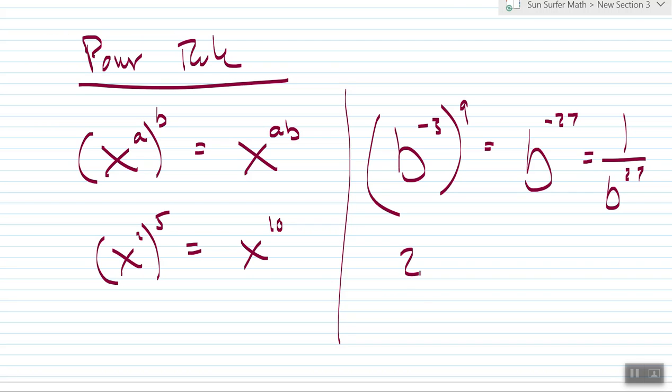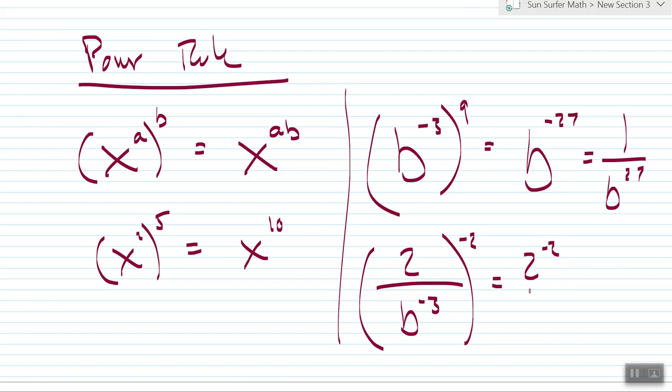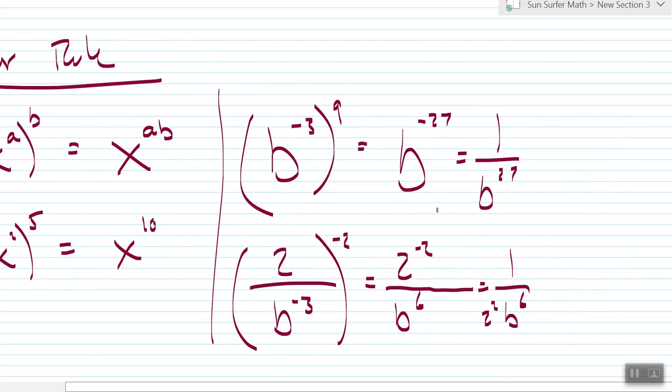And what if we have 2 over b to the negative 3 raised to the negative 2 power? Well, this would give me in the numerator 2 to the negative 2 over, now b to the negative 3 times negative 2 would be b to the 6th. But we don't want to leave 2 to the negative 2 power. We'd want to move that down to the denominator, 2 squared times b to the 6th. This would give me 1 over 4b to the 6th.